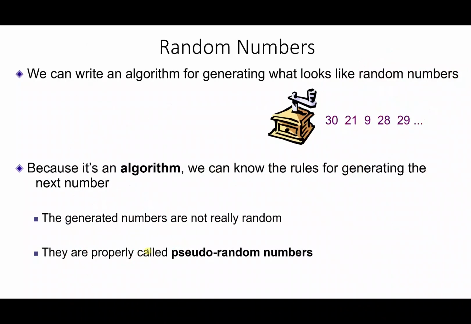So you can write an algorithm for generating what looks like a random number. Now, because it's an algorithm, we control the output and the input.